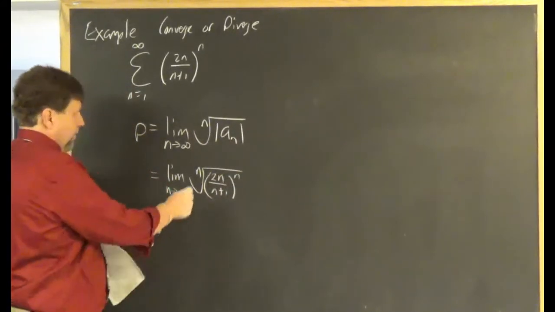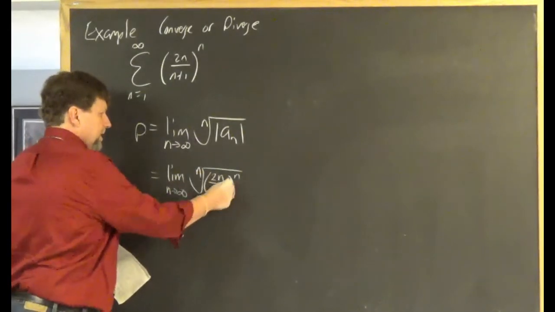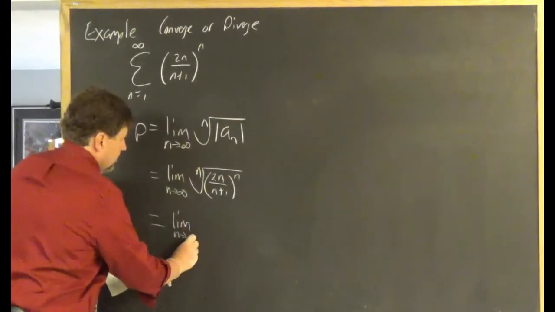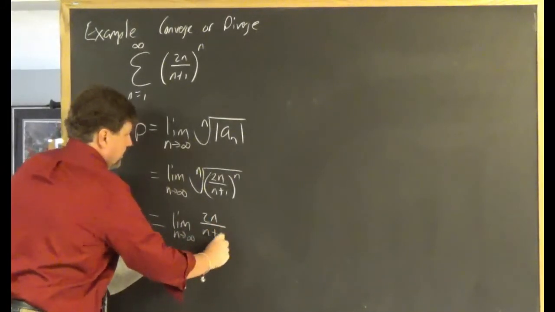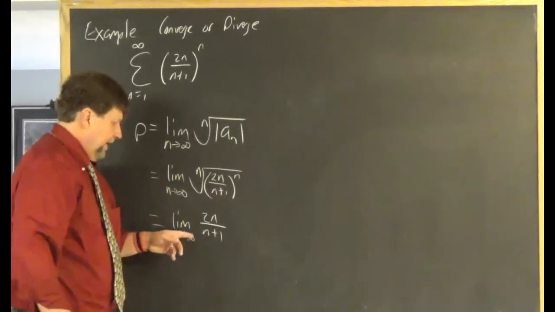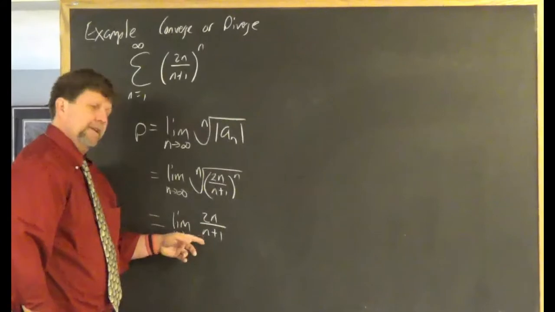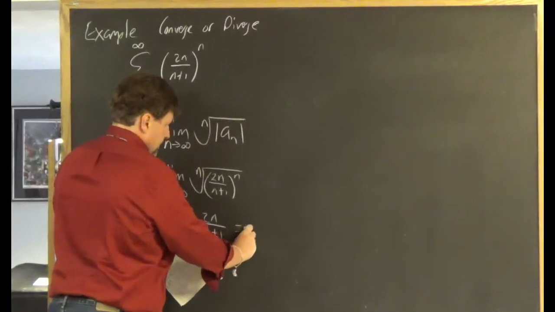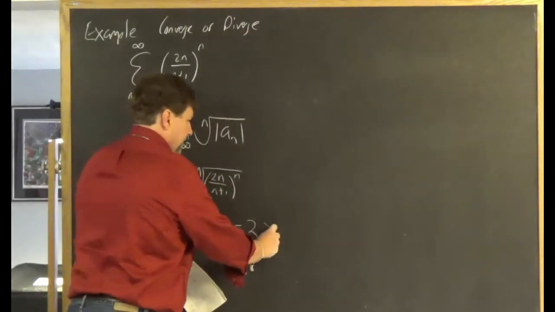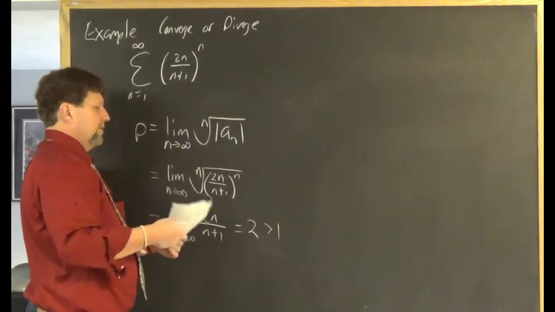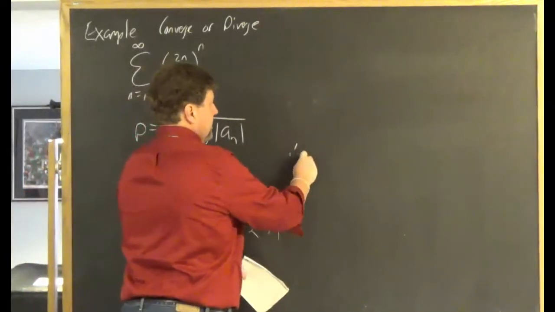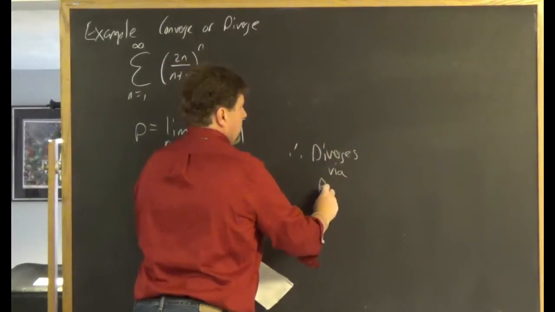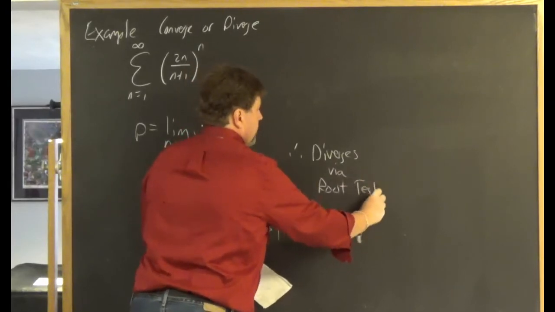So we know when we do the nth root of something to the nth power, we're left with just that. And then if you divide everything in the numerator by n and everything in the denominator by n, you're going to see the limit as n goes to infinity is 2, which is definitely greater than 1. And if it's greater than 1, we know the series diverges. Thanks to the almost never used root test.